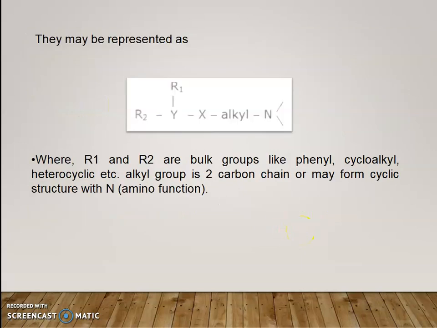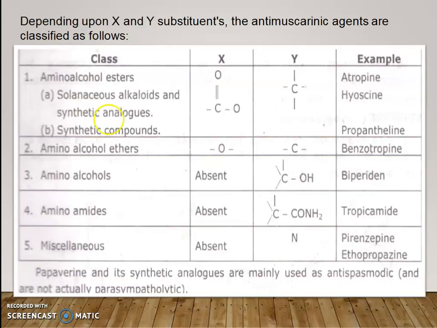They may be represented by this structure, in which R1 and R2 are bulkier groups like phenyl, cycloalkyl, or heterocyclic ring. The alkyl group is a 2-carbon chain, or it may form a cyclic structure with nitrogen, that is the amino functional group. Depending upon X and Y, the classes of anticholinergic drugs differ. Let's start with classification. Depending upon X and Y substituents, the antimuscarinic agents are classified as follows.